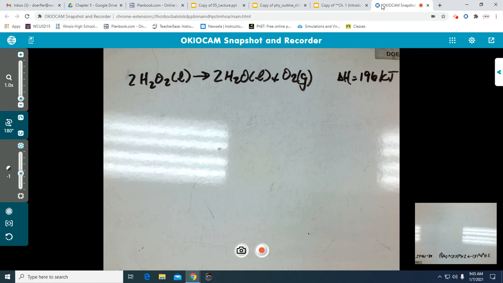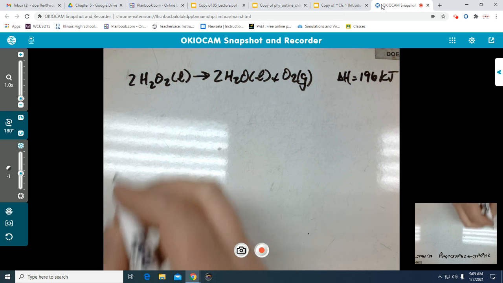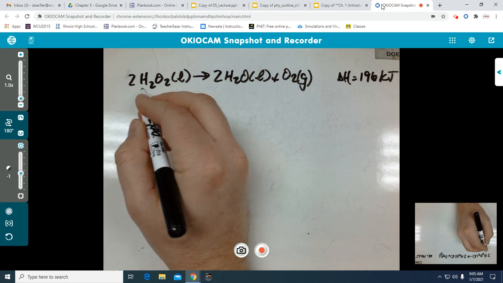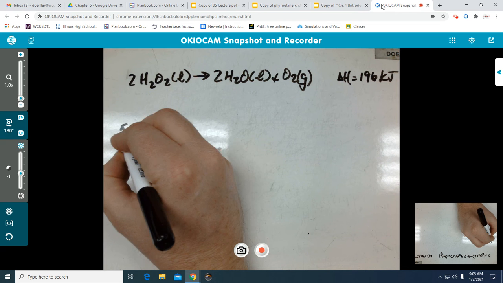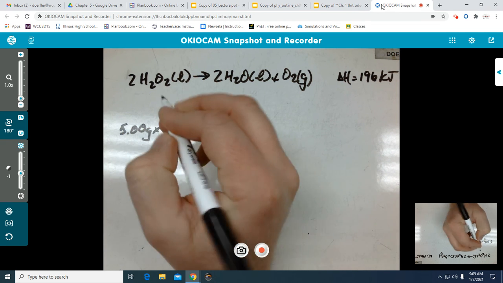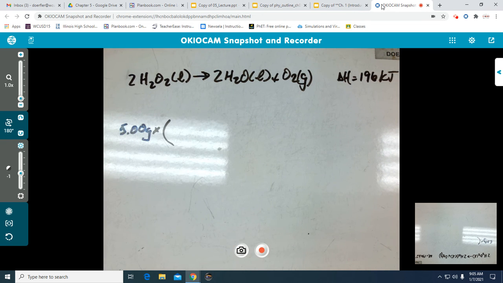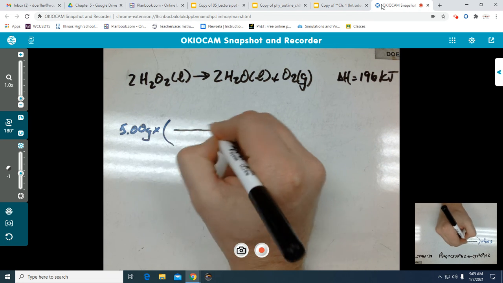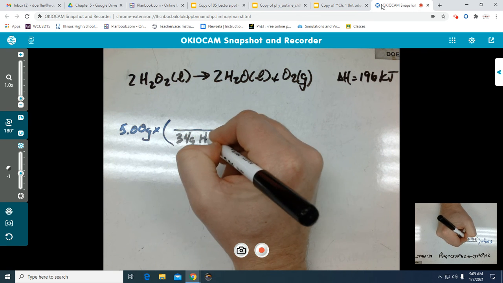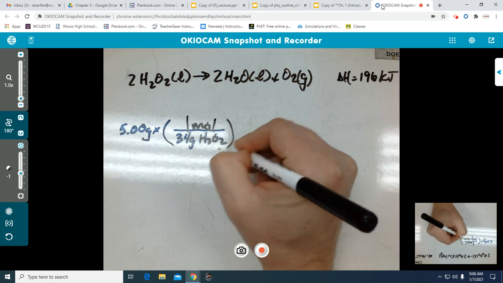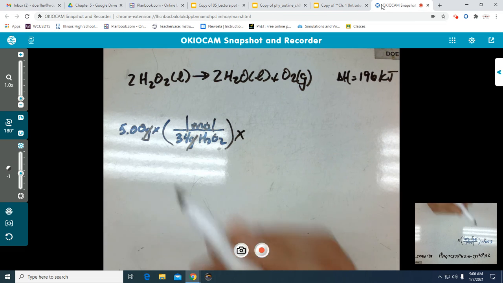Following that flow chart that I just gave you, the first thing you're going to write down is your mass in grams of your substance, and that is 5.00 grams. We then multiply by the molar mass, or divide, however you want to say it. If you want to pause the video to see if you can figure out the molar mass of hydrogen peroxide, by all means. But I'm going to continue. If you look at the periodic table, you're going to find that there are 34 grams of hydrogen peroxide in 1 mole. This allows for the grams to cancel.